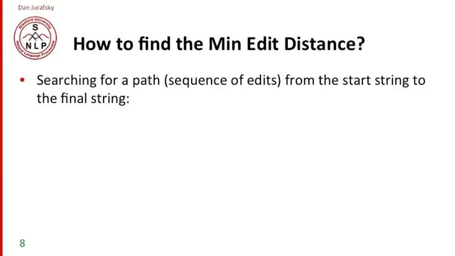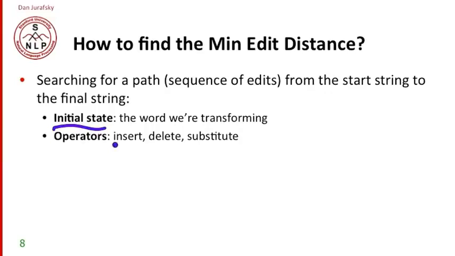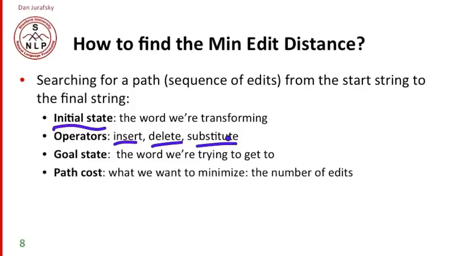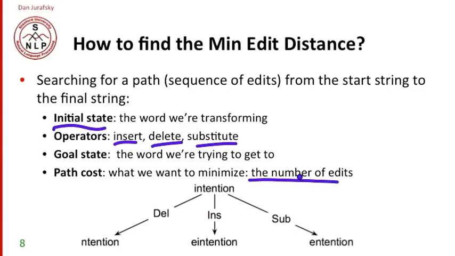Our intuition for the algorithm is to search for a path, and by path we mean a sequence of edits from the start string to the final string. So we'll start with an initial state, so that will be the word we're transforming. We'll have a set of operators, insertion, deletion, substitution. And we'll have a goal state, that's the word we're trying to get to. And finally, we'll have a cost for the path of getting there, and that's the thing we're trying to minimize. So that's the number of edits. That's our path cost.